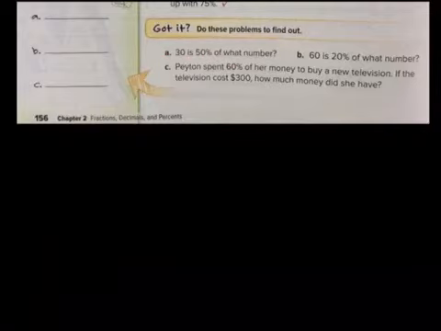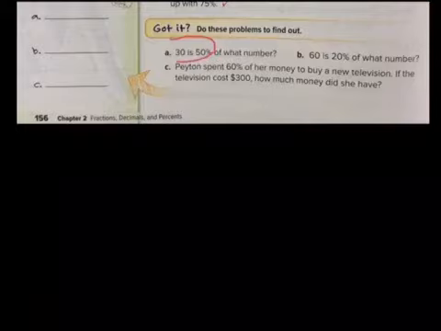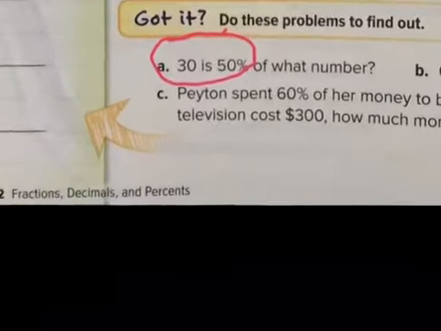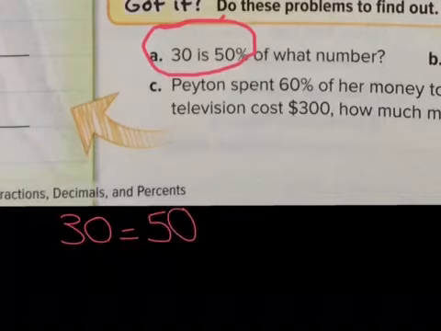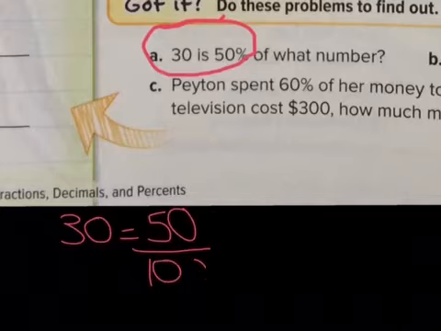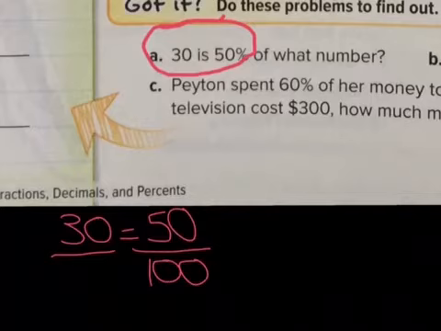Whenever they say 30 is something, you see here 30 is 50%. You see how they're saying that? Really what they're saying is 30 is 50%. We put that 50 over 100 because it's percent, it's per 100, and then we figure out what the bottom is. Okay? Is that clear?